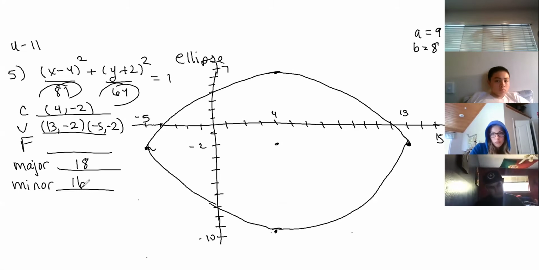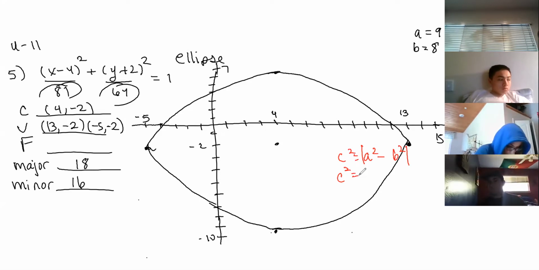And now to find the focus, we have to find our focal length. Do you guys remember the formula? C squared equals A squared minus B squared with absolute value. Do you guys kind of remember that? Yeah. This was the one that unfortunately was done all over the videos because we were already on distance learning. So I'm going to do 81 minus 64.